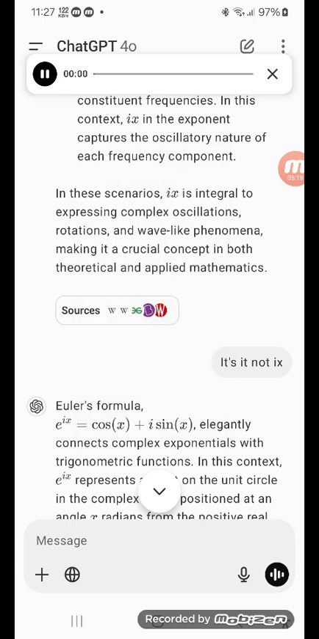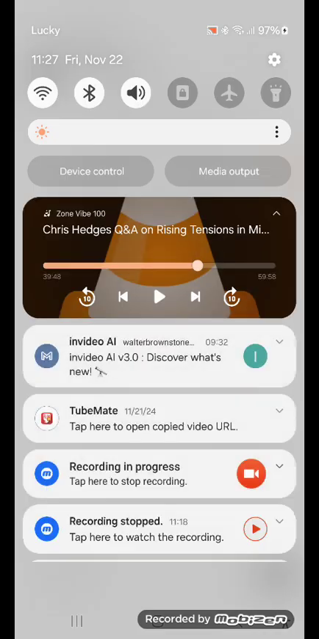Euler's formula, e^(ix) = cos x + i sin x, elegantly connects complex exponentials with trigonometric functions. In this context, e^(ix) represents a point on the unit circle in the complex plane, positioned at an angle x radians from the positive real axis. This interpretation highlights the rotational nature of complex exponentials, where multiplying by e^(ix) corresponds to rotating a point by x radians counterclockwise.